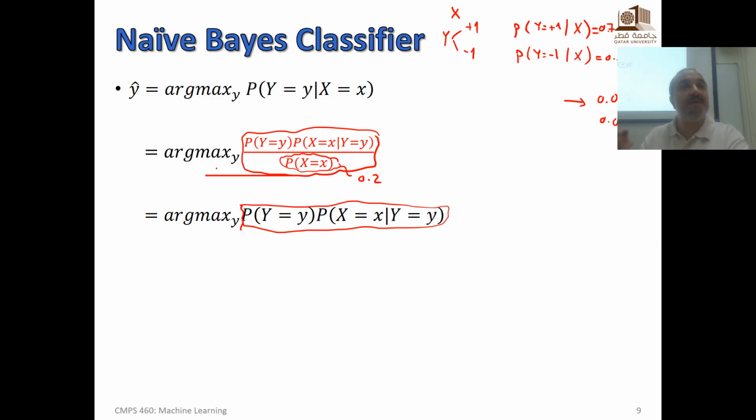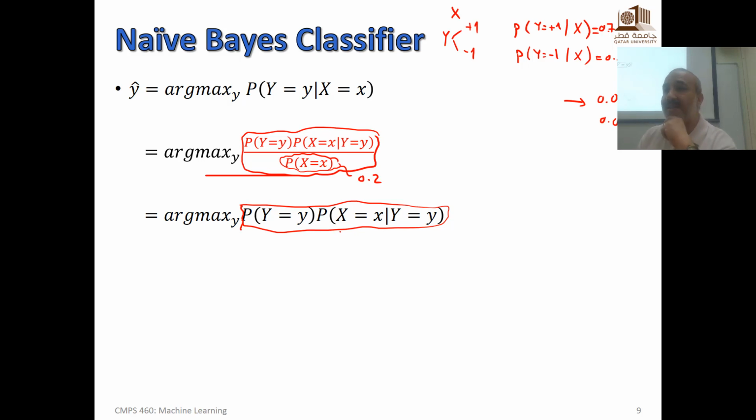Argmax y means the value of y that had the highest value, the highest probability. Okay, so this is an equation. They are equivalent if we add the argmax, but of course the expression itself is not the same. Is that clear to everyone? Now we have this.